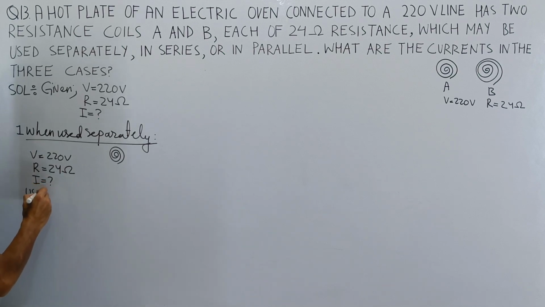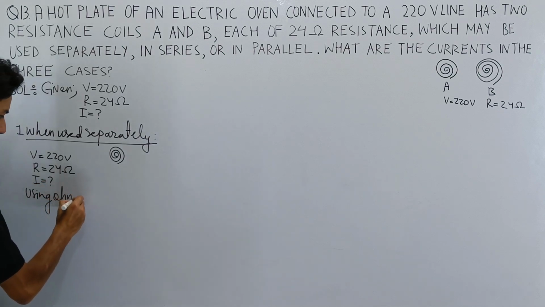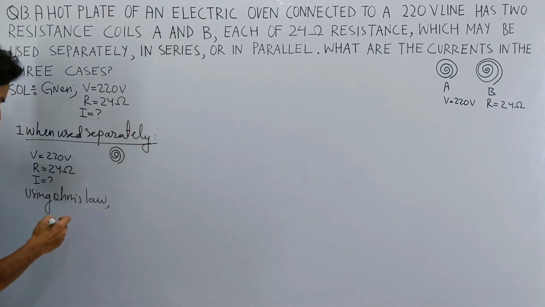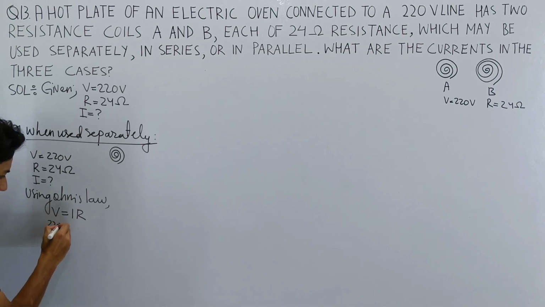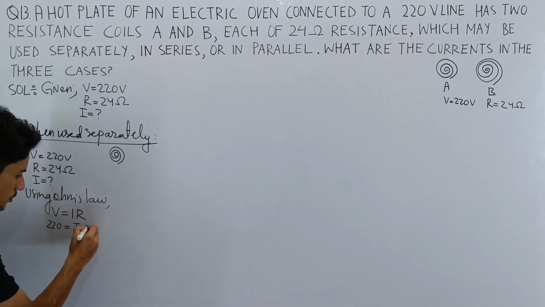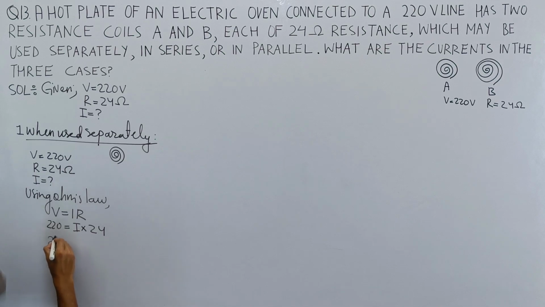So using Ohm's law, V is equal to IR. V is 220 volt, current we are supposed to find, R is 24 ohms. So 220 is here, 24 will go below, 220 over 24 is I. Let's cut with 2. 2 ones are 2, 2 2s are 4, 2 ones are 2, 2 6s are 12, 2 5s are 10. So what you're getting is 55 divided by 6. So divide 55 by 6.